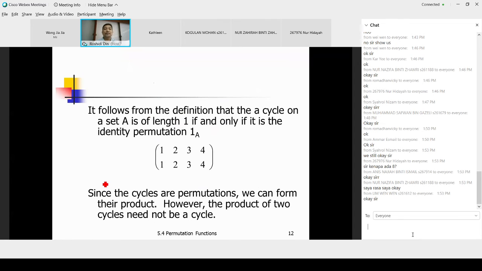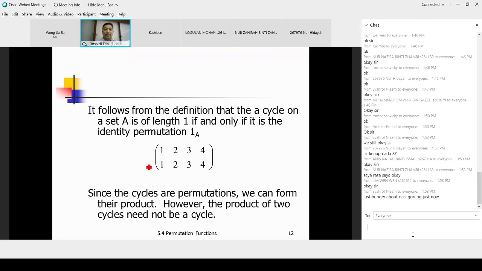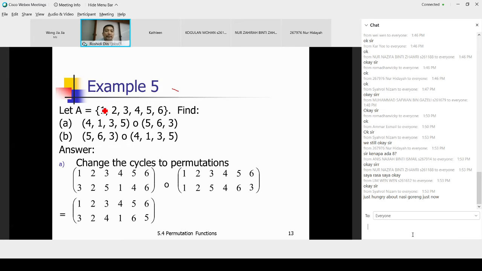Okay, good. Now we look at another idea from cyclic permutations, where we talk about the product. There are two cases in a product: the product may be a cycle or may not be a cycle. Here, example 5. Given 1, 2, 3, 4, 5, 6, there are relations between each of these values. Given the cycles (4, 1, 3, 5) and (5, 6, 3), find which one is disjoint and which one is not a cycle.